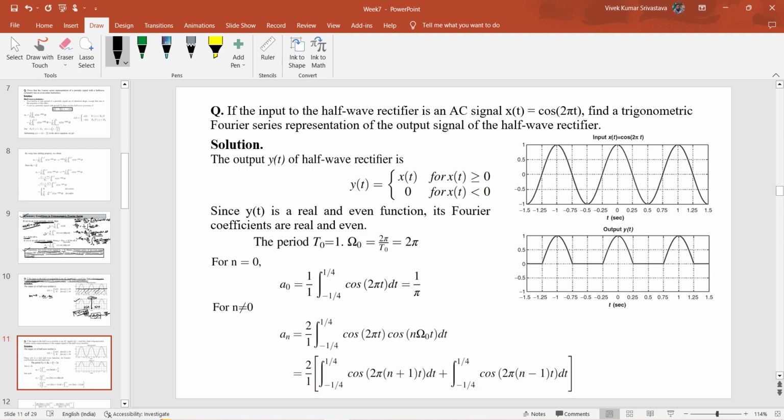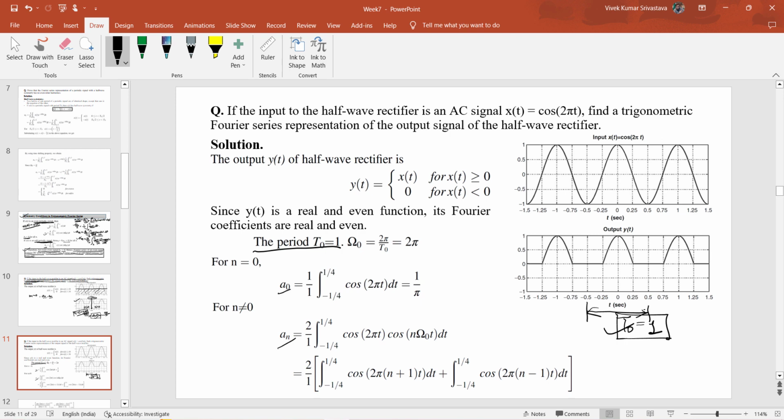Before moving ahead, we have to first check the total time period, which we can see from here. Let us suppose this signal has symmetry, with a period defined from minus 0.5 to 0.5. So T naught, the total time period of this signal, is 1. We are evaluating this because it comes under the formula of a naught and a n.